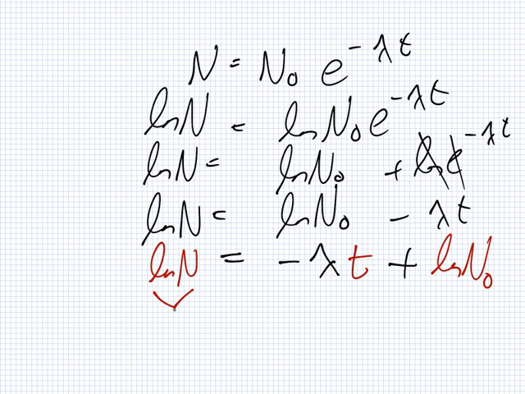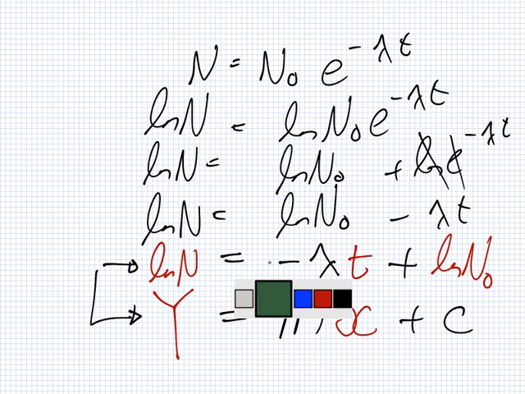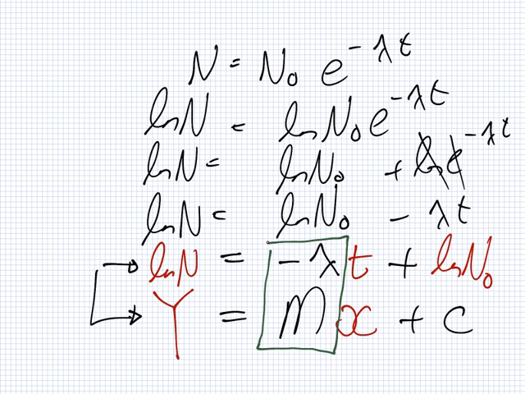And we put log n on the y-axis, and on the x-axis we put time. So if you think about it, by comparing it with the linear equation, the slope of the graph must represent minus the decay constant, and the intercept represents log n0.